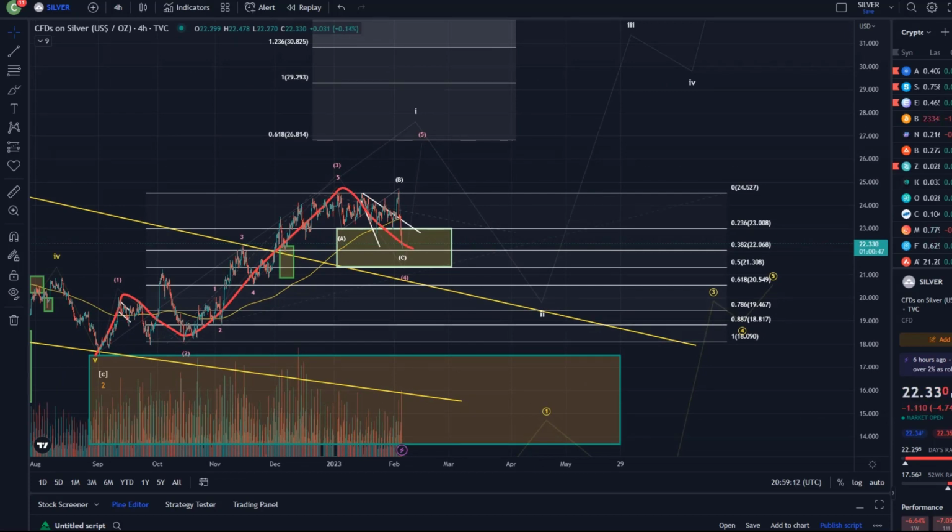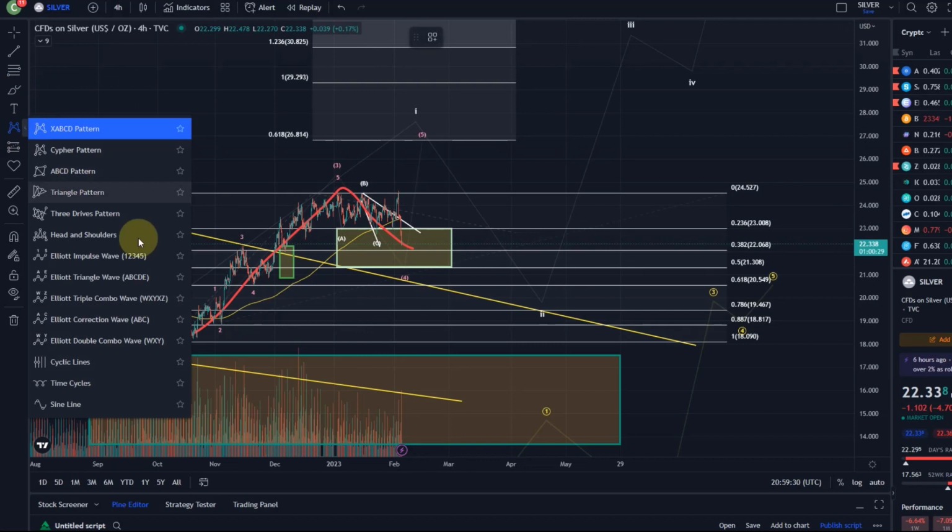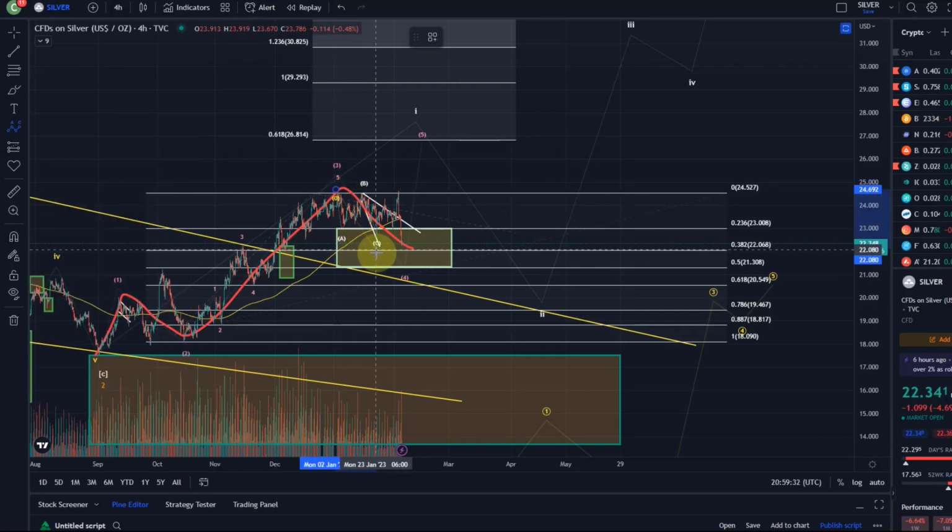Let me just think if I need to change anything here. I could also say this here is the B, this was a wave C, but then this was only, again, the A wave. Or this ABC was the A wave, this was a B wave, and now we come down in C. I think that works a little bit better.